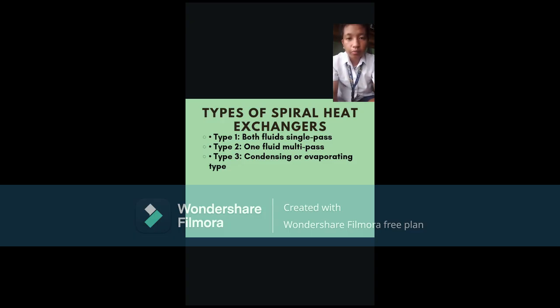Sa akong nakita, ang type selection depende sa process requirement. For example, kung dirty service like wastewater, mas preferred ang liquid to liquid spiral kay strong og easy to clean.